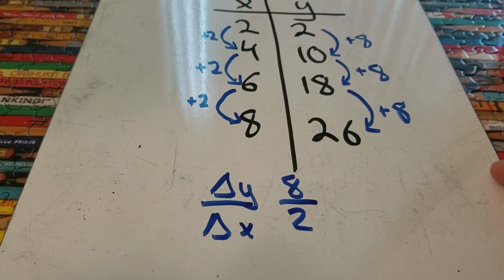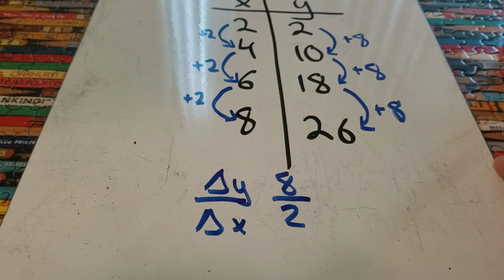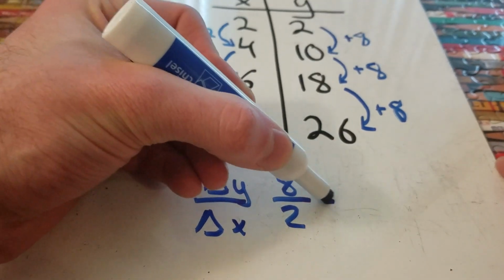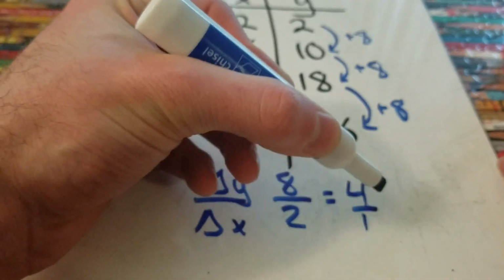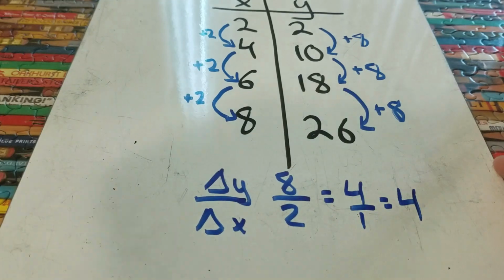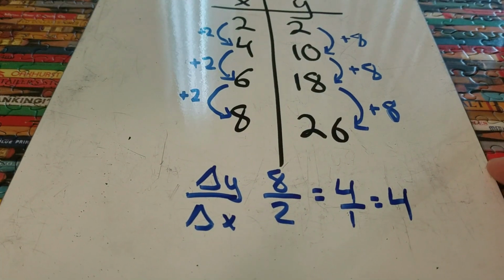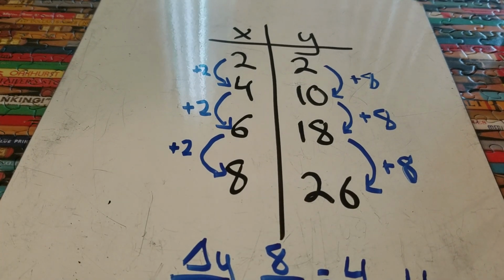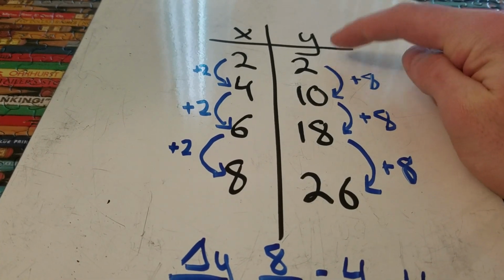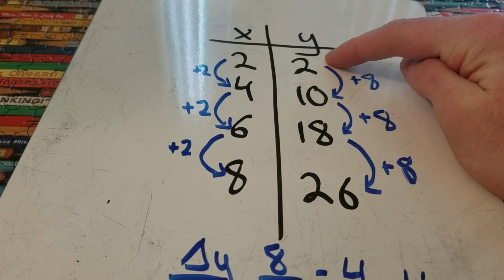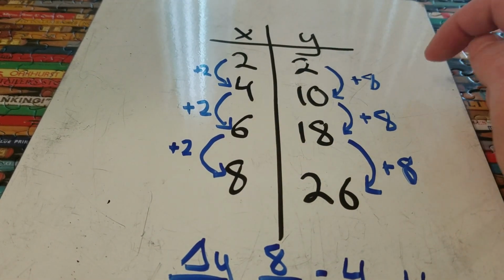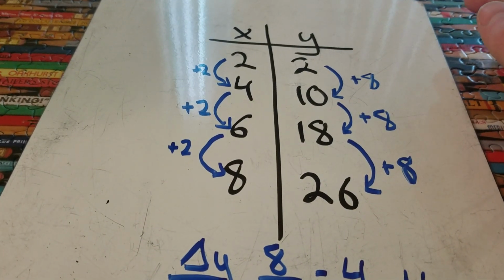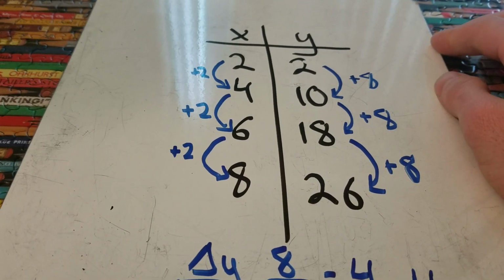So I'm not going to leave that fraction 8 over 2. I'm going to simplify it and say 4 over 1, or just 4. So I know my slope. Now here's the issue with this problem: when I look at the top of my table, there's no y-intercept there. It's 2, 2. It's not 0, 2. So none of these points are going to go through the y-axis.